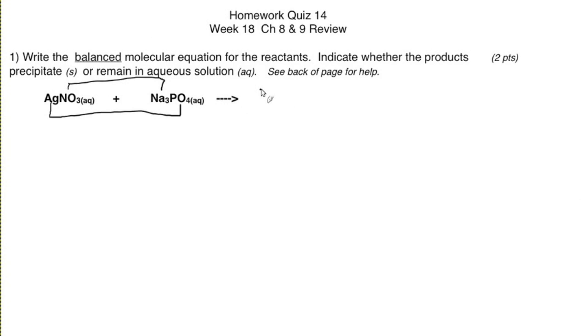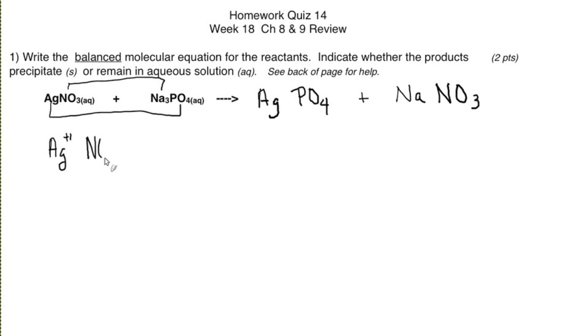So our possible products would be silver combined with phosphate and sodium combined with nitrate. Okay. Now we have to look at the charges on these to see how they're going to combine with each other. The charge on silver is always a +1. The charge on nitrate is always a -1. If you didn't know silver was a +1, you could figure it out because the charge on the nitrate is always a -1, and I think I gave you that information on the back of the page.